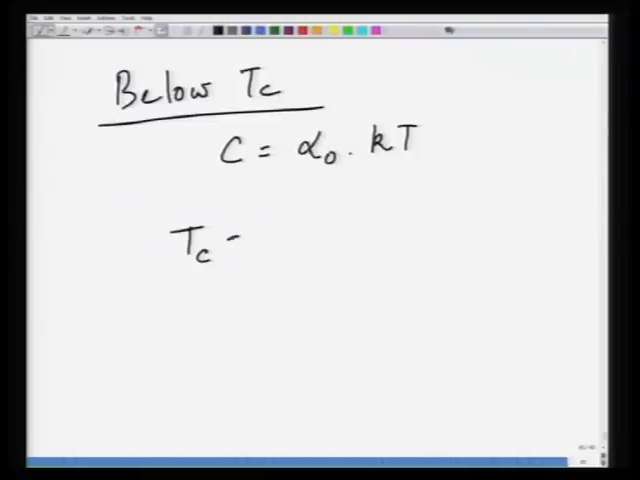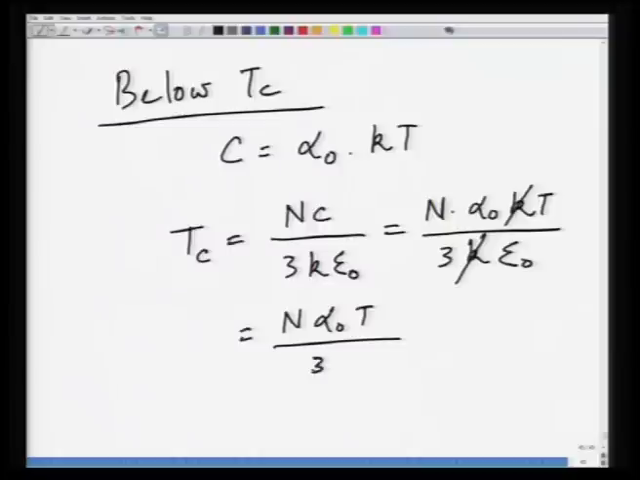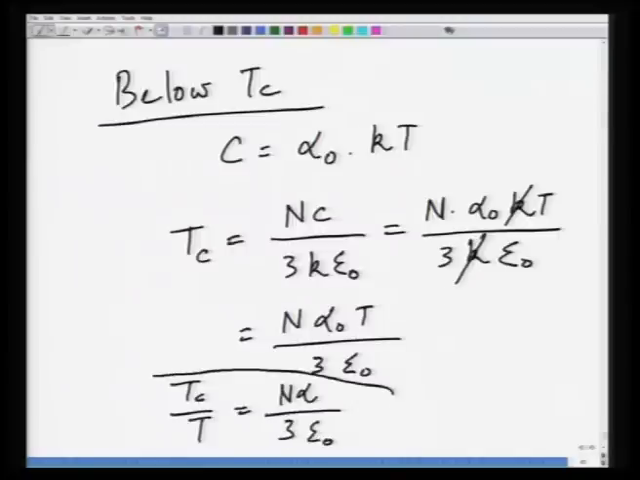So, you write this T c to be equal to, now T c was equal to n C divided by 3 k epsilon naught, and what it becomes is n into alpha naught kT divided by 3 k epsilon naught. The k's cancel each other, and what you get is n alpha naught T divided by 3 epsilon naught. So, that means T c by T becomes n alpha divided by 3 epsilon naught. So, this is an important expression which you get as a result of approximations near T equal to T c, and this now when you substitute back.